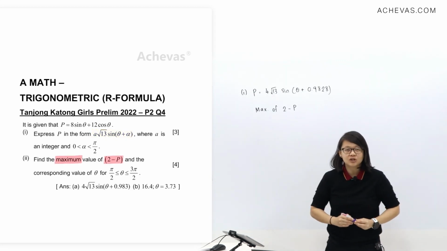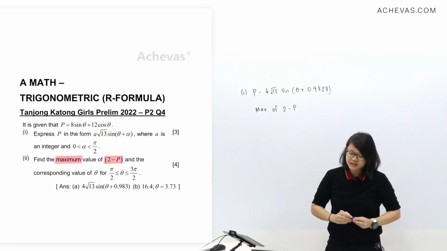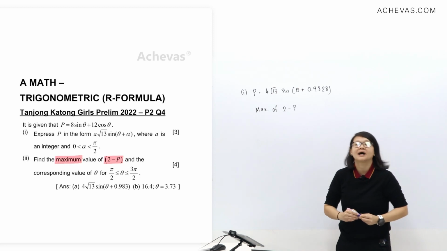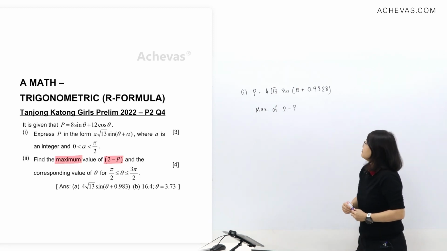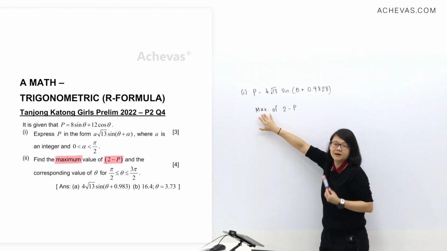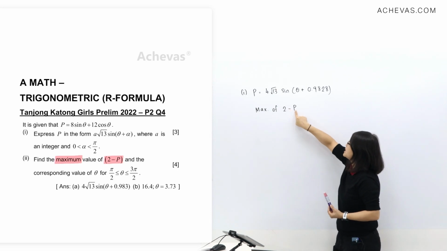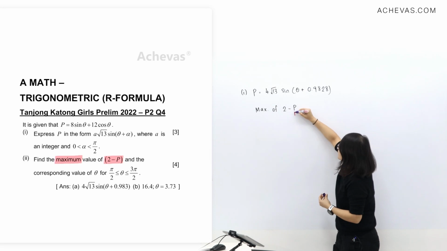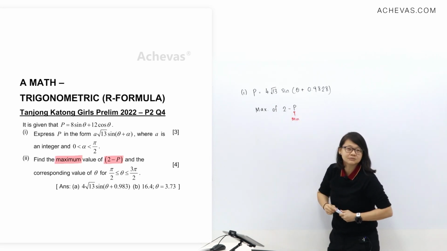Now let's take a look at part 2 of this question. Find the maximum value of 2 minus P and the corresponding value of theta for pi over 2 to 3 pi over 2. You have to be a bit careful in this question here. Although they have the word maximum, they're not finding the maximum of P, but the maximum of 2 minus P.